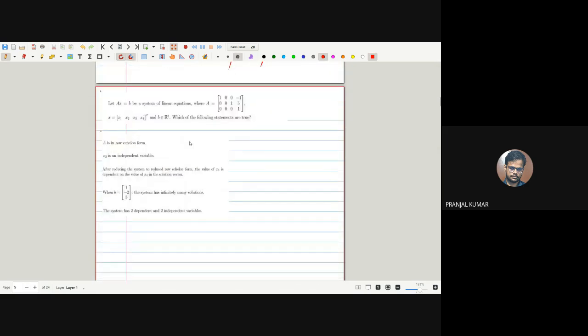Now, third question. Let AX equal B be a system of linear equations where A is not a square matrix, but a rectangular matrix, 3 cross 4. You have a solution vector X. B belongs to R3. B will always be of this dimension, whatever these columns are, because you are linearly combining these columns, so B will also be from R3. You should be able to see this very quickly.